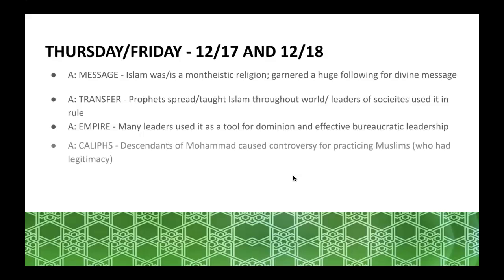rule. The caliphs too also had a debate over who should be the direct descendant of Muhammad and who in fact was the direct descendant of Muhammad. This caused a controversy for practicing Muslims. In a sense, the debate was over who had legitimacy.